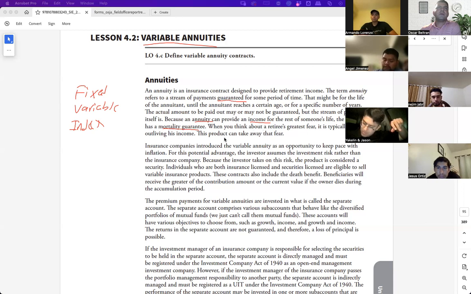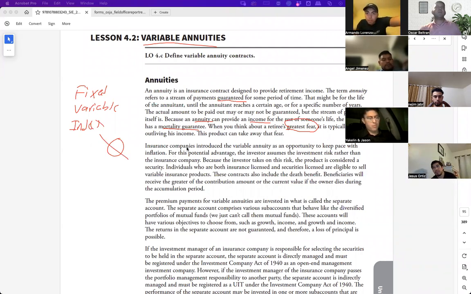Okay. And the whole reason why they offer it to clients is this. This is the greatest fear for clients: outliving their income, meaning that they get to retirement and then there's no more money. It's all gone. They've got nothing else for income, which means they're going to go back to work. All right, here it is.